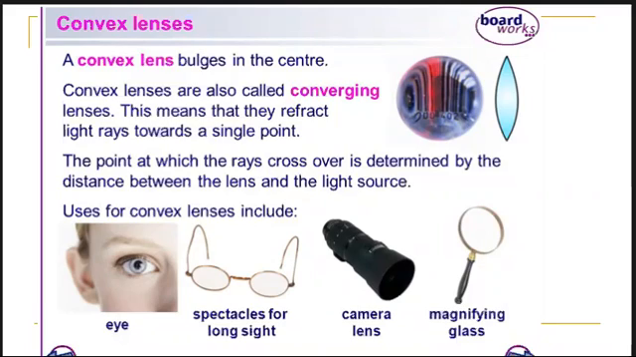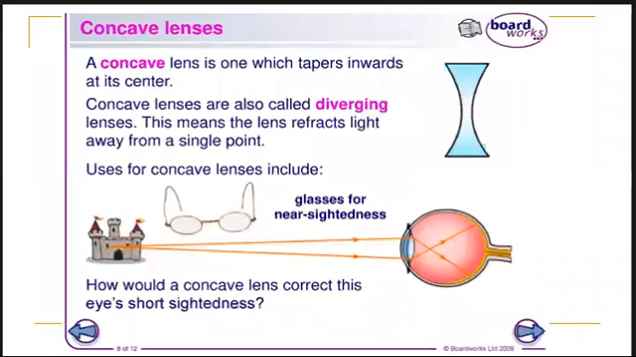Here are the uses of convex lenses. We have the eye, spectacles for long sight, camera lens, and magnifying lens. So you're familiar. What about the concave lens? Uses of concave lenses include glasses for nearsightedness.